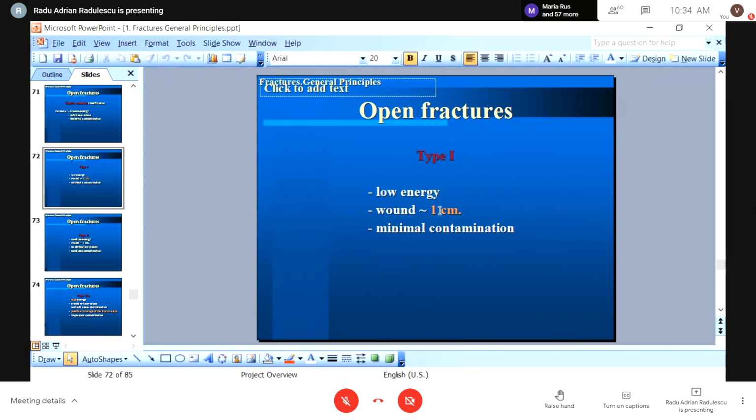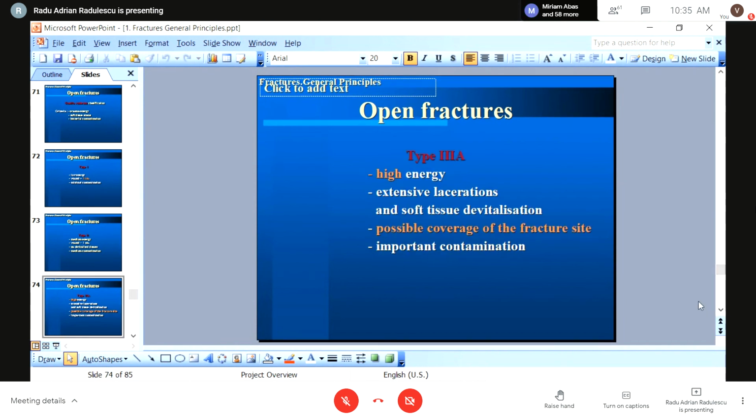The skin wound is usually small, not more than 1 centimeter in length, and the fracture site has minimal bacterial contamination. Type 2 is a medium energy trauma. The length of the wound would be more than 1 centimeter, but usually less than 5 centimeters. No devitalized soft tissues and medium contamination.